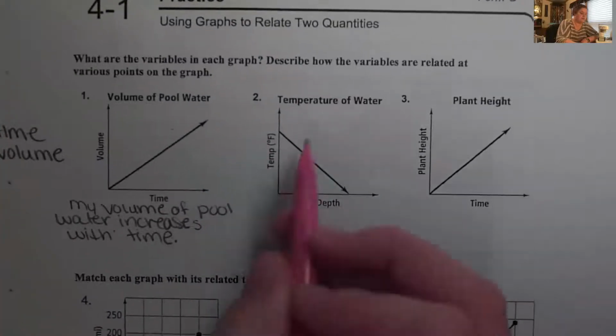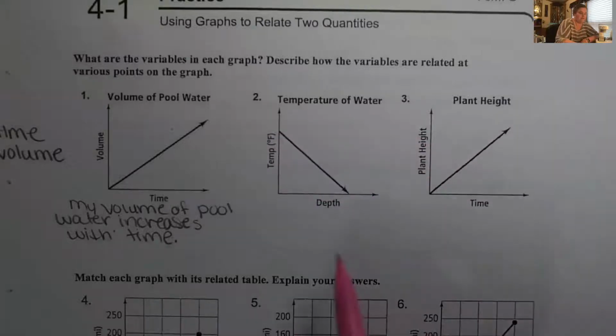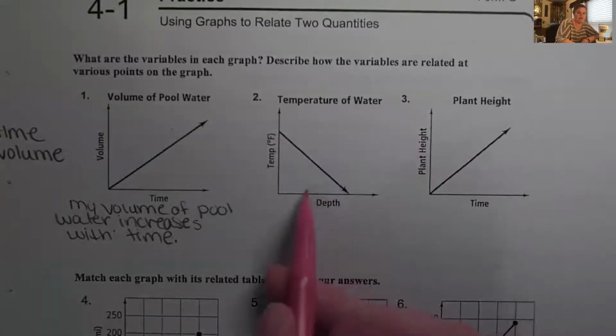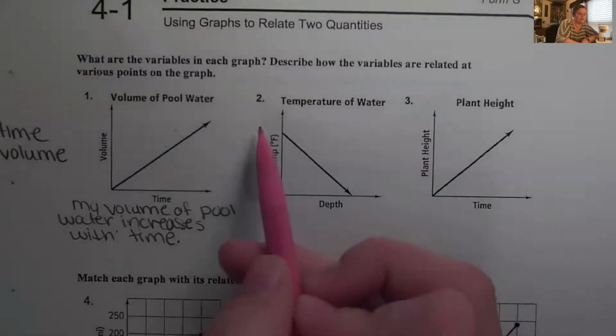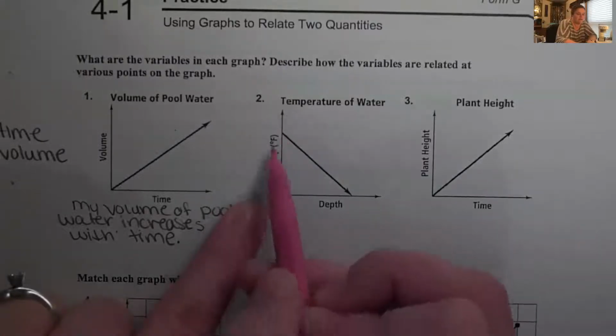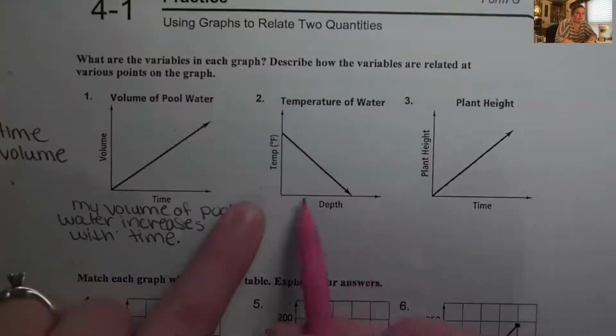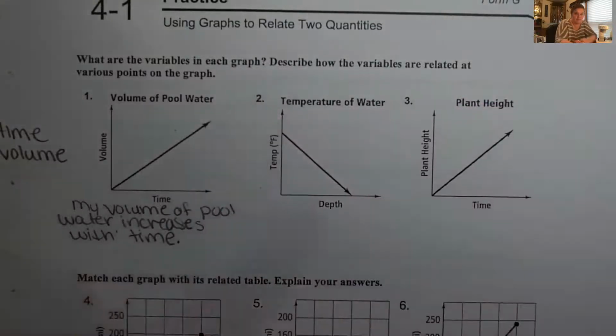Number two, I have temperature of water up here on the left-hand side. On my y-axis, I have temperature in Fahrenheit, and on my x-axis, I have depth. I see that when the temperature is higher, up here, what is happening with the depth? If my depth is getting bigger, what's happening with my temperature? It's going down.